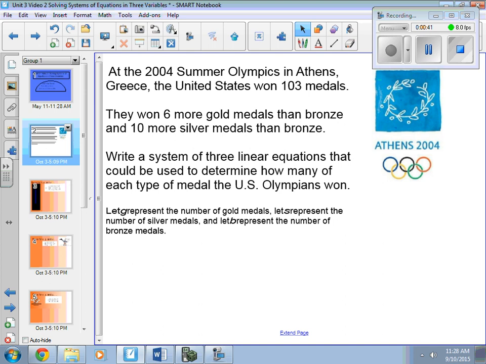Okay, so if we're going to do this, we want to read through each sentence and see if we can figure out something from that we can write as a math equation. The first one says there was a total of 103 medals. So that should mean if we add up each type, gold plus silver plus bronze, that there's going to be a total, or equal 103. Okay, next, it says they won 6 more gold medals than bronze.